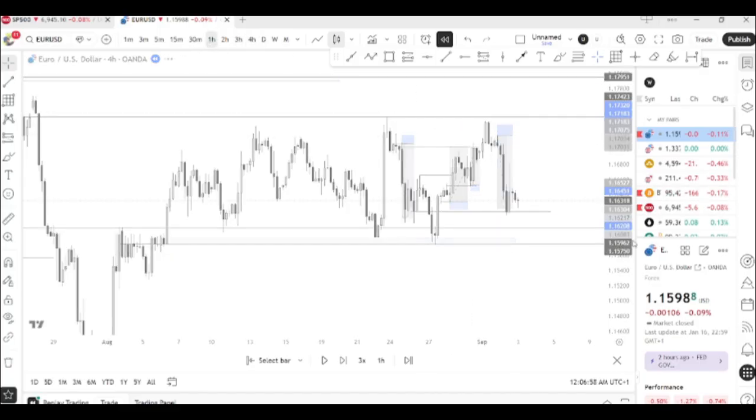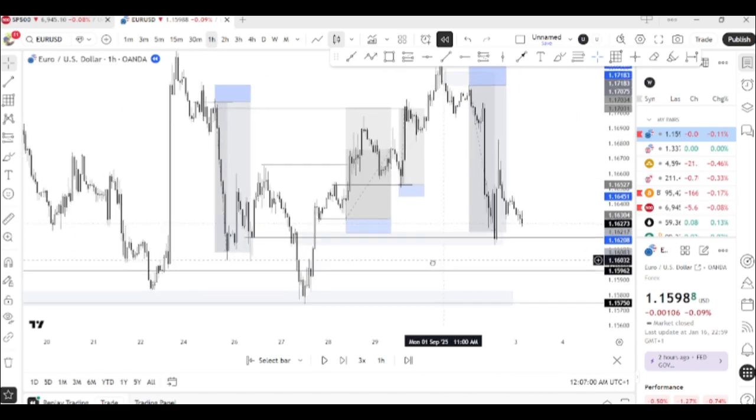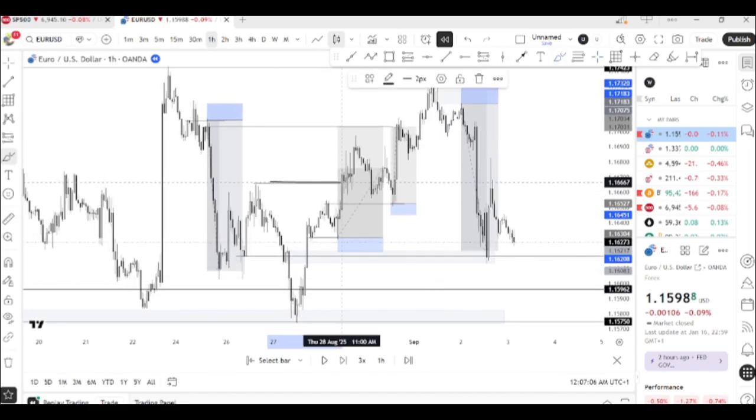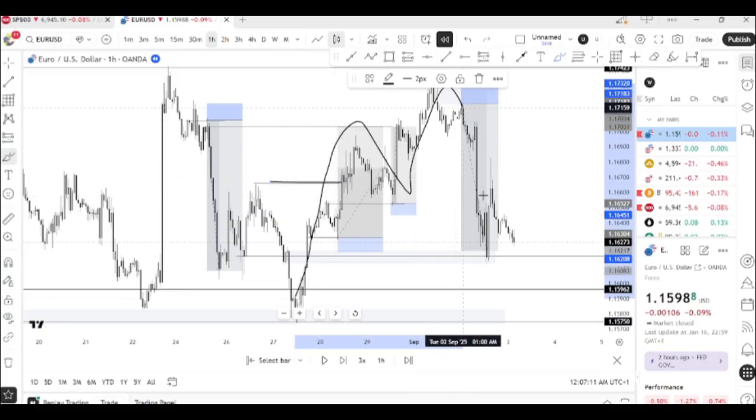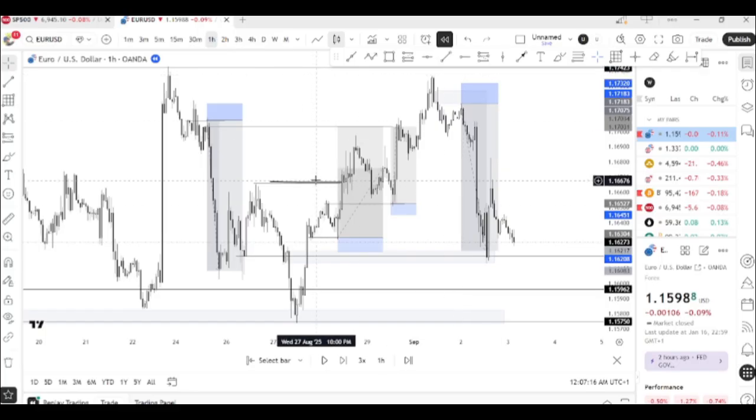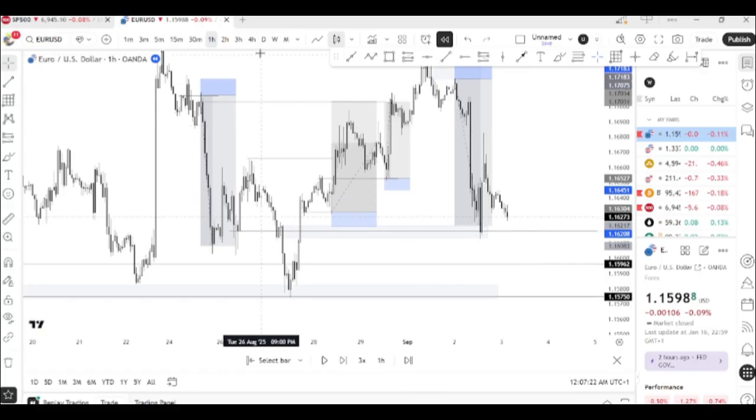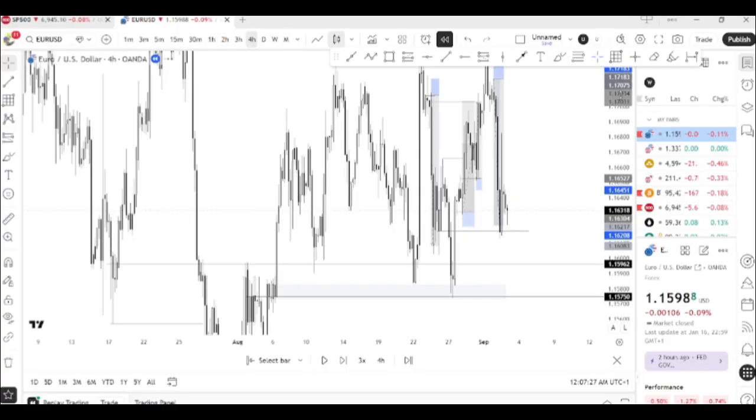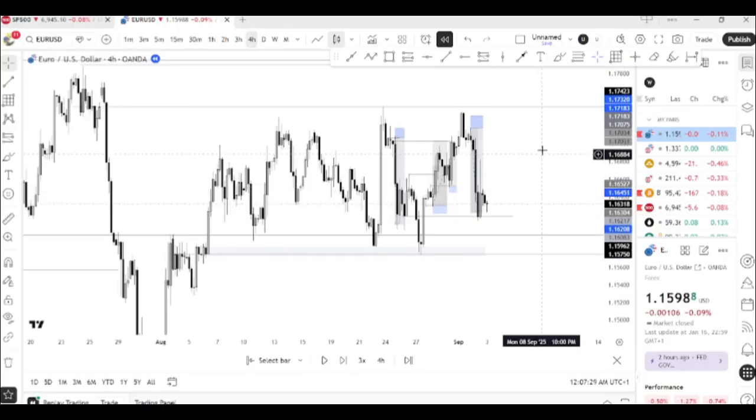Let me go down to 1 hour so I can see a proper structure. On this 1 hour, this is a break of structure here, a break, a retracement, another one, and now this is what price is doing. So let me take this one out. Now, what are we going to be expecting from this market? Let me go back to 4 hour.